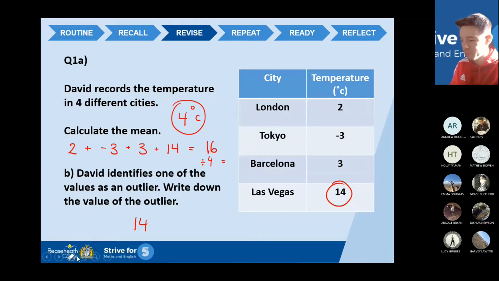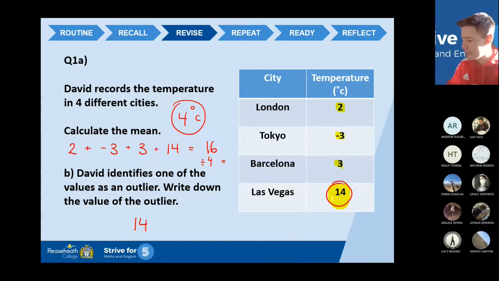So you've got here 3 temperatures that are cold, and then you've got one temperature here, the 14, that's actually quite mild. So that's the one that doesn't fit in with the rest. Okay, so Vegas is the outlier there, number 14. So make sure you try and think of some of those numbers in terms of real life logic, as best as you can.